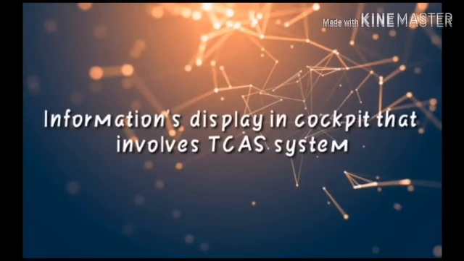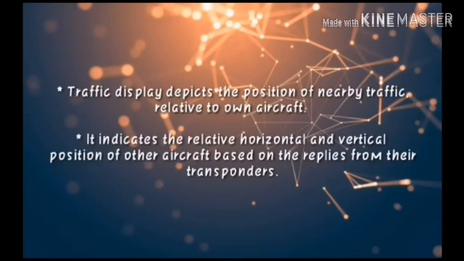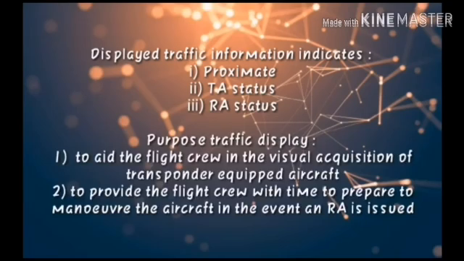Information display in the cockpit that involves the TCAS system. The traffic display represents the position of nearby traffic relative to an aircraft. It indicates the relative horizontal and vertical position of other aircraft based on the replies from their transponders. The display indicates proximate, TA and RA status. The purpose of the traffic display is to aid the flight crew in the visual acquisition of transponder-equipped aircraft.